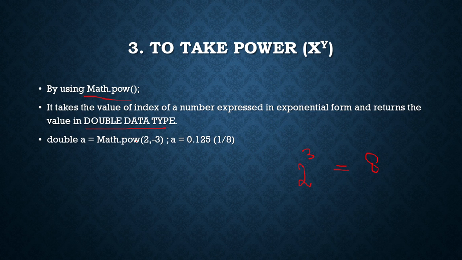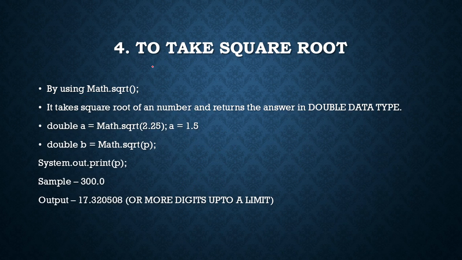For example, double A is equal to Math.pow(2, -3). 2 comma minus 3 means 2 raised to minus 3, that is 1 by 2 raised to 3, which is 1 by 8. I wrote this just to make you understand. Java will not give 1 by 8. Java will give 0.125, since 1 divided by 8 is 0.125. Got it?